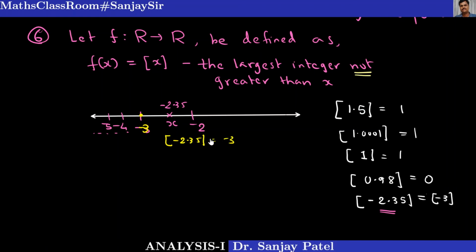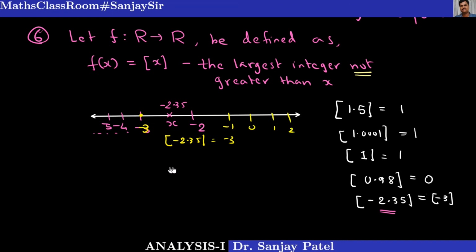So always take the nearmost integer on the left hand side of the given real number x. So that is the meaning. What will be the graph of this function? It will be an interesting exercise. You can draw the graph for different intervals of integers. So you can draw the graph between minus 2 and minus 1, then 0, 1, 2, like that.